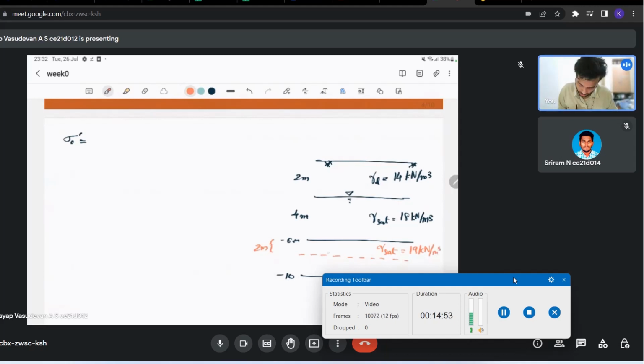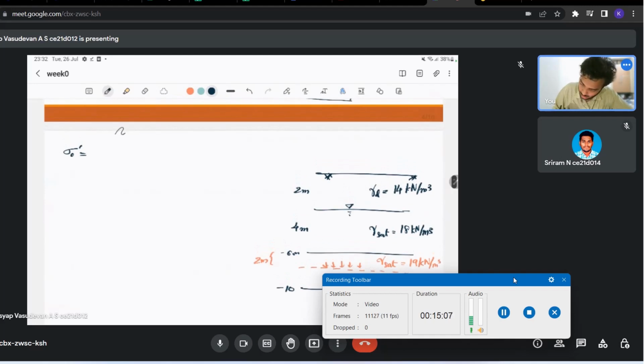So we need to find the stresses at this depth. The initial stress, we are talking about effective stress. Above the water table we can write just 2 into 14. And what will be below the water table? Can you tell what will be the stresses due to the silt below the water table and the top 2 meters of the clay layer? Yeah, so 18 minus 10 into 4.